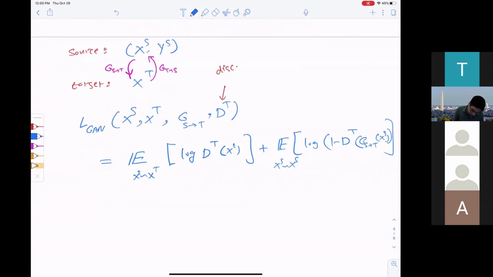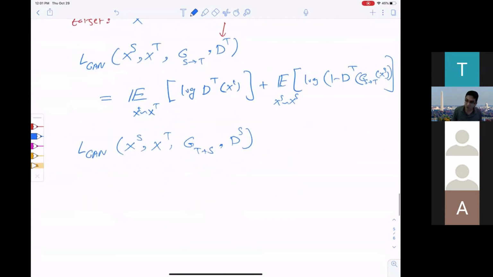So the second term, you can imagine would be very similar, defined on source target, but then here I'm going to look at the function mapping target samples to the source domain, and I'm going to have a discriminator in the source domain to discriminate between the two. All right, but one of the key ideas of the cycle GAN is to introduce one additional regularization loss. It's called cycle consistency loss.